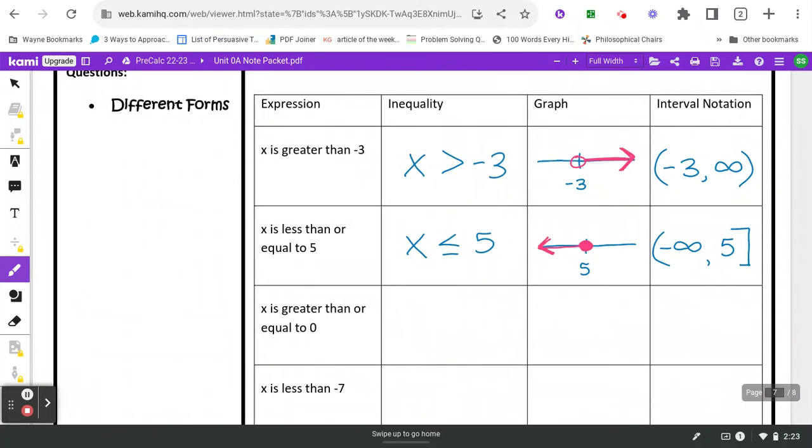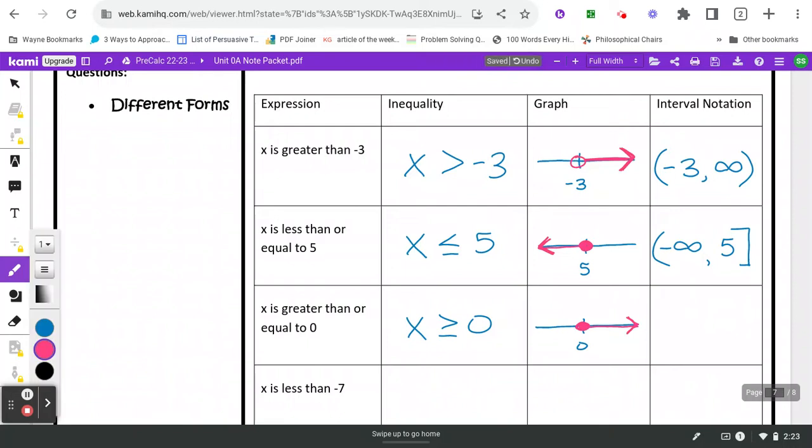X is greater than or equal to 0. Our number line at 0. We'll do a closed-in circle and pointing to the right to your larger numbers. And then for your interval notation, you would start at 0 and go all the way towards infinity. And again, since that is a closed circle, you're going to write a bracket.